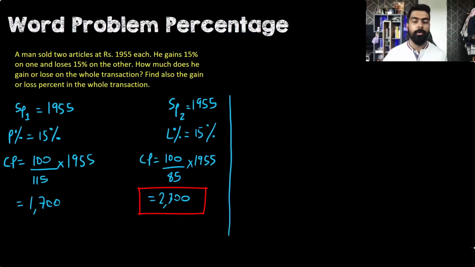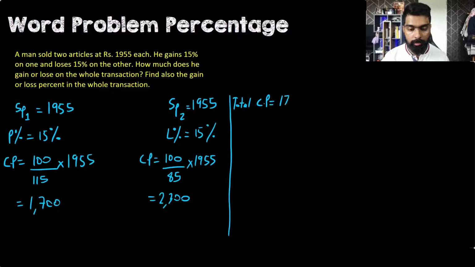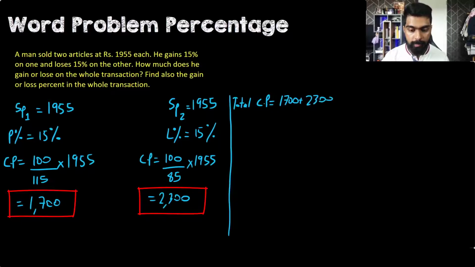So now we have found the cost prices, right? So let's find the total cost price now. So the total cost price is equal to 1,700 plus 2,300 is equal to 4,000, right guys, is equal to 4,000.